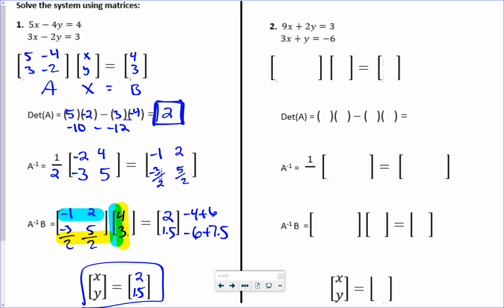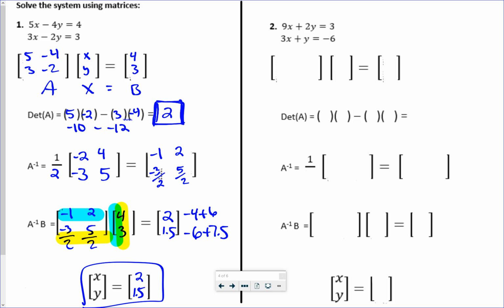You good? Would you guys like to try number 2? Yes? Okay. I want you to try number 2. I want you to check with your neighbor after each step. Okay? So make your matrix equation. Check your neighbor. Do they match? Get your determinant. Check your neighbor. Get your inverse. Check your neighbor. Okay? Work through number 2.